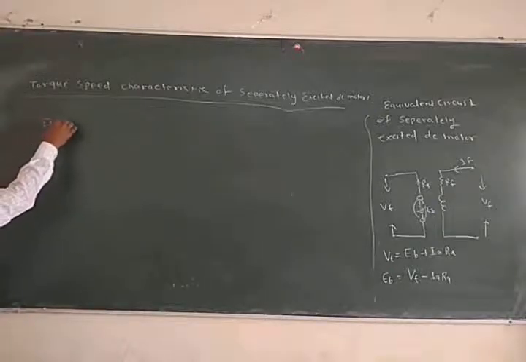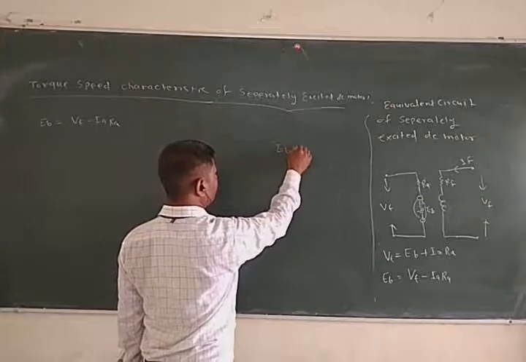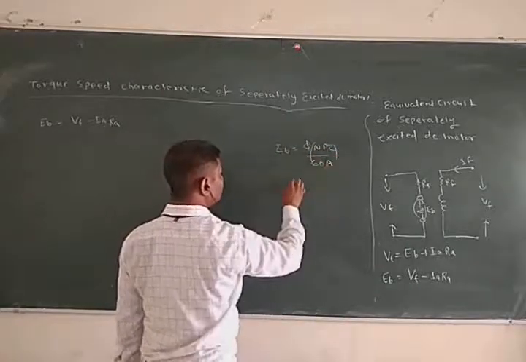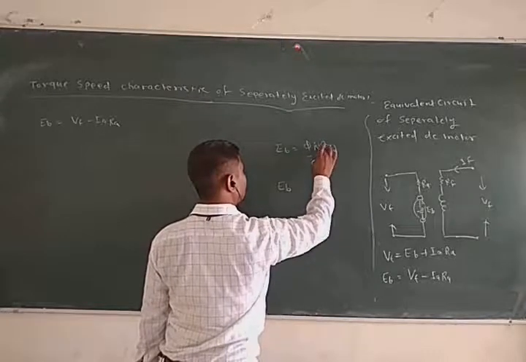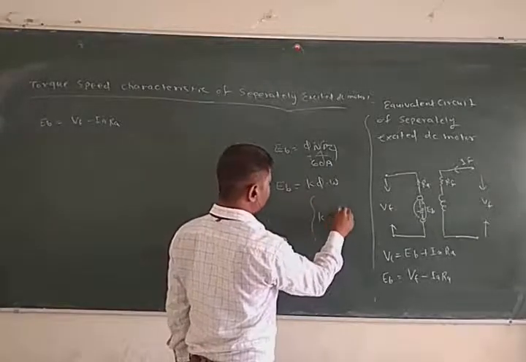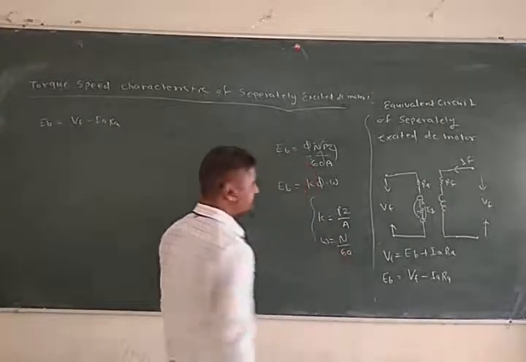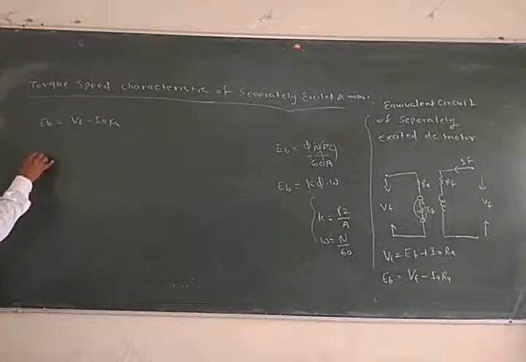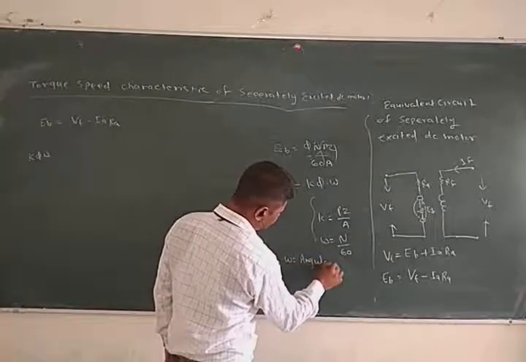Ea is equal to VT minus IA RA, and this means Ea is equal to phi N P hat upon 60. Because this part is constant, we can write Ea is equal to K phi omega, where K is equal to PZ upon 2 pi A, and omega is equal to 2 pi N upon 60. So back EMF will be K phi into omega, where omega is the angular speed of the motor.